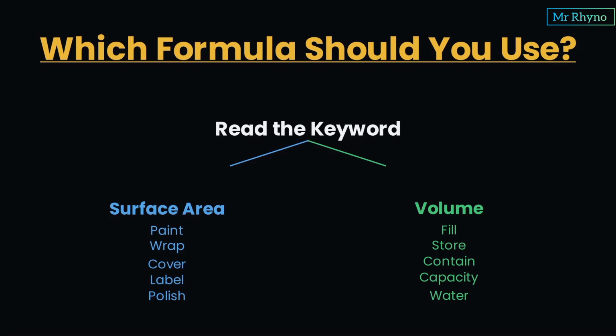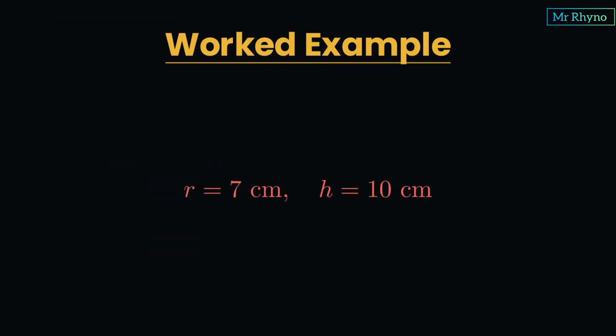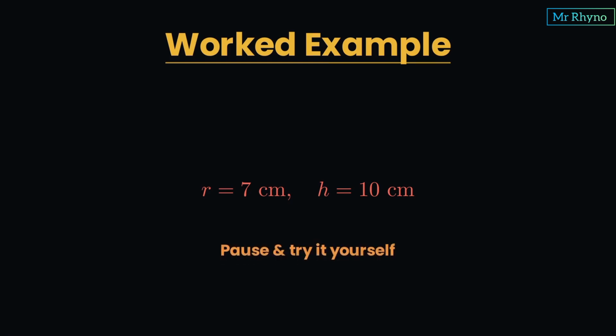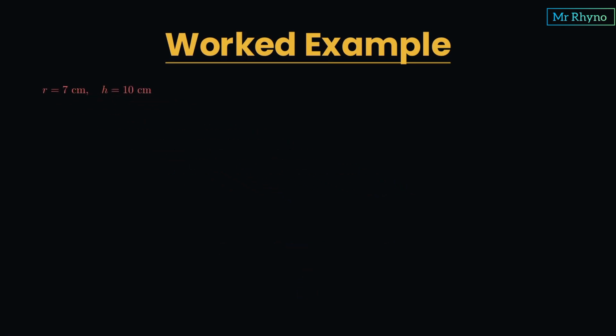Let's solve one example. Find the volume of a cylinder with radius 7 centimeters and height 10 centimeters. Step 1. Write the formula. Volume equals pi r squared h. Step 2. Substitute the values. Step 3. Square the radius. 7 squared is 49. Multiply by 10. The final answer is 490 pi cubic centimeters. Notice how simple it becomes once you understand the formula.